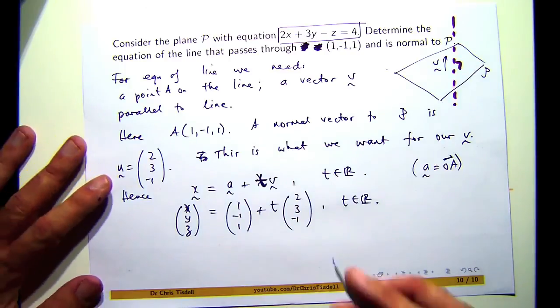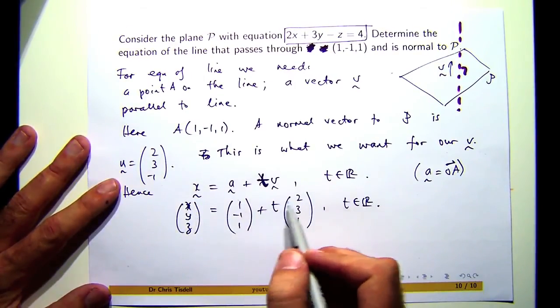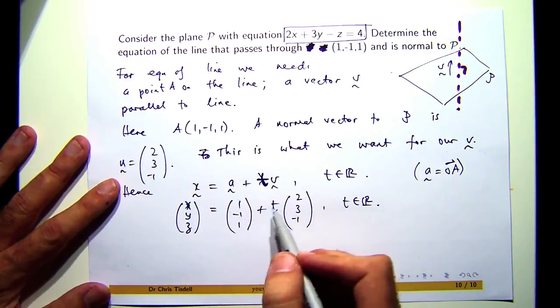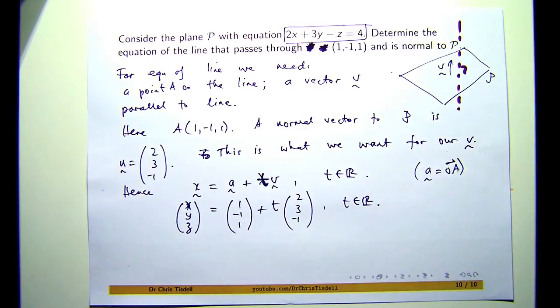Okay? So if you want to do it in the coordinate form, you would have x equals 1 plus 2t, y equals -1 plus 3t, z equals 1 minus t. Okay? What happens if you wanted the Cartesian form? You don't want the vector parametric form. Let's say you don't like vectors. How could you change that to a Cartesian form? Anyone know?